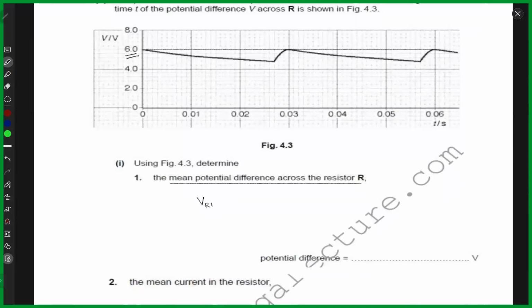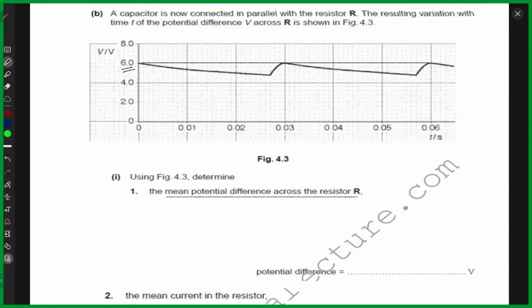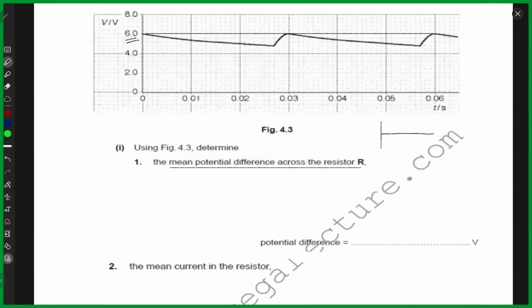V r.m.s is equal to V naught divided by root 2. Actually, that's not how you will do it. You have to use the figure to do it. They're saying to use this figure, right? So where do you think the average would lie? For example, let me just draw a sine function. If this is my graph for some sine function, where does the average lie?